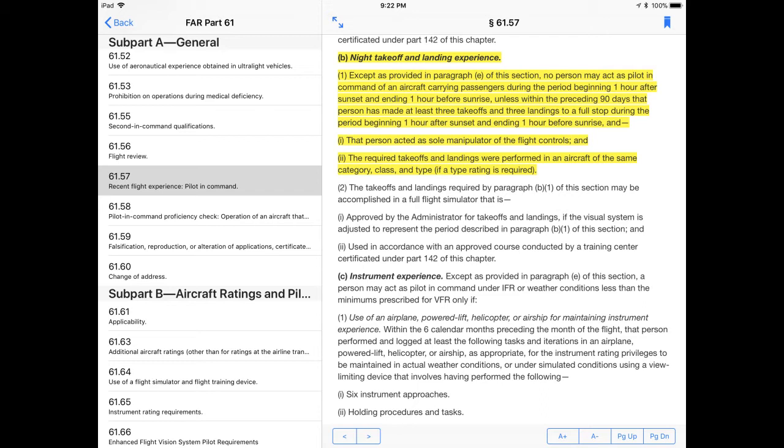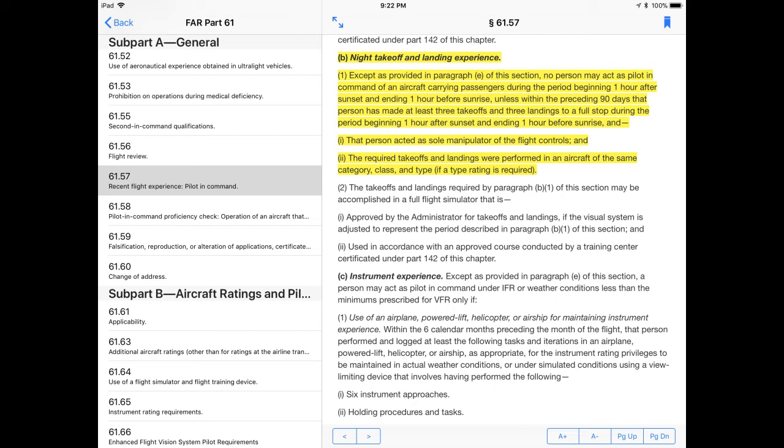61.57 says, for night takeoff and landing experience, except as provided in paragraph E of the section, no person may act as pilot in command of an aircraft carrying passengers during the period beginning 1 hour after sunset and ending 1 hour before sunrise, unless within the preceding 90 days that person has made 3 takeoffs and 3 landings. Notice they even drive it there to really specify takeoffs and landings, to a full stop during the period beginning 1 hour after sunset and ending 1 hour before sunrise. And the person was the sole manipulator, same category and class of airplane.